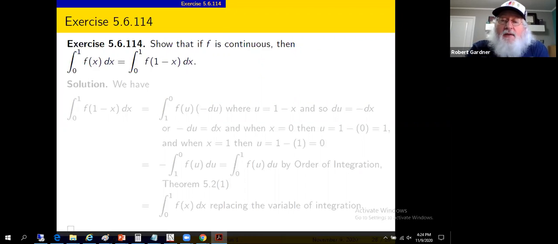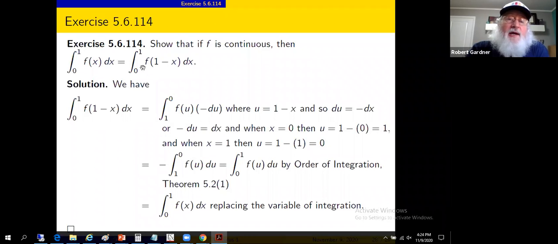Number 114, a little theory example. It's an application of U substitution, and it's actually fairly straightforward. You're asked to show the integral from 0 to 1 of f of x is the same as the integral from 0 to 1 of f of 1 minus x. Let's relate those somehow with a U substitution.